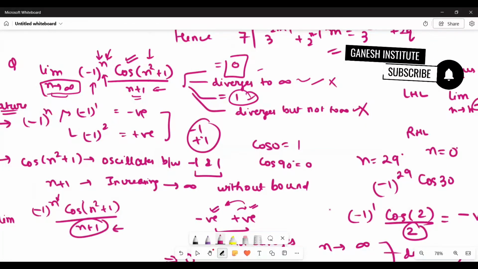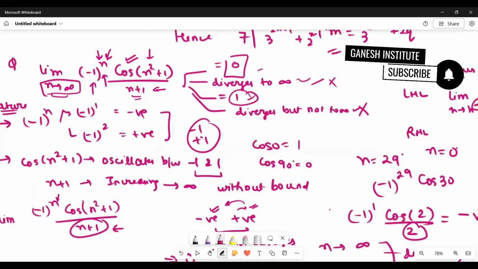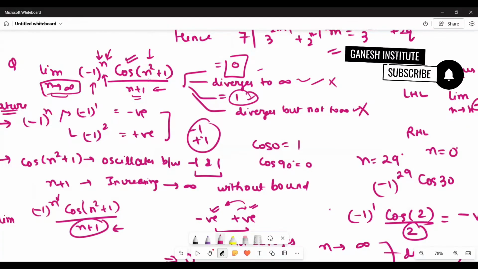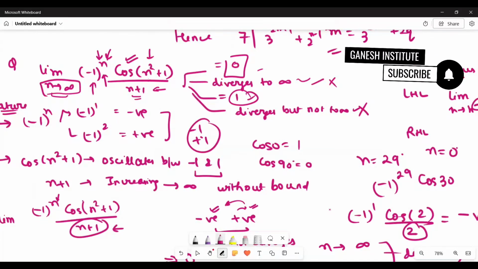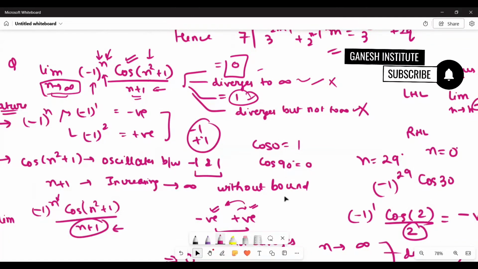So it has to be converging, right? Yes, it is tending to 0. So you will say, yes, the value is decreasing. So it is converging towards 0.